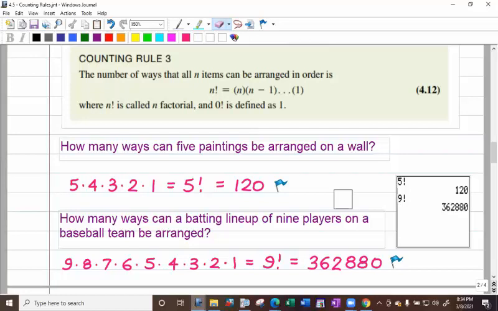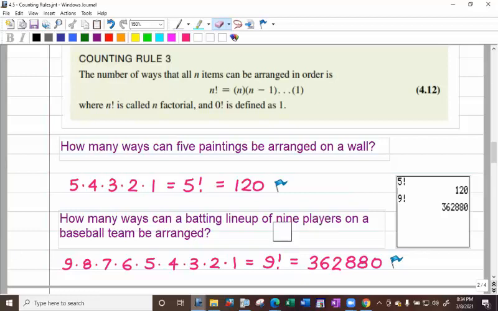Okay. So if there's 5 paintings, it will be 5 factorial, which is 5 times 4 times 3 times 2 times 1, which is 120. Like I said, I'll show you where the factorial key is on the TI here in a minute. Even your basic scientific calculators will have a factorial key in there. Just have to kind of look for it. Sometimes they may have X factorial instead of N factorial. That's okay, same thing.